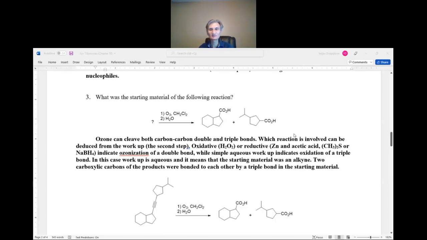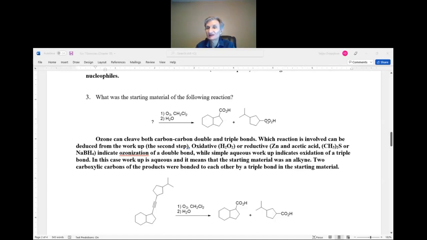That could have been on the exam today, and in fact it may have been. When the workup is just water, just add water at the end, that means that the starting material was an alkyne. Because if an alkene is the starting material, we have to apply either reductive or oxidative workup. So reagents such as sodium borohydride, dimethyl sulfide, zinc in acetic acid, or hydrogen peroxide. But in this case, when we simply add water, that means the starting material was an alkyne, with a triple bond. And the product is a carboxylic acid.